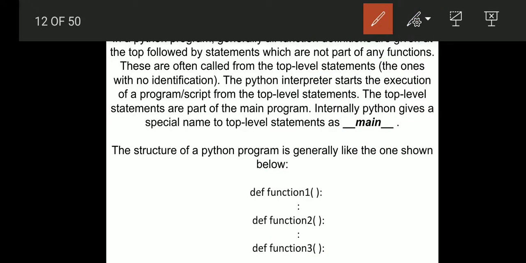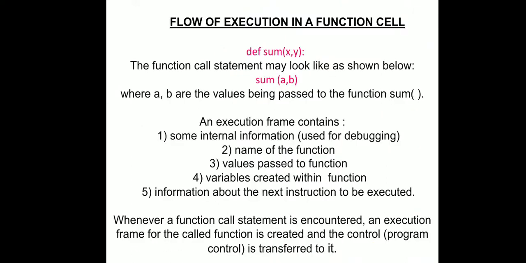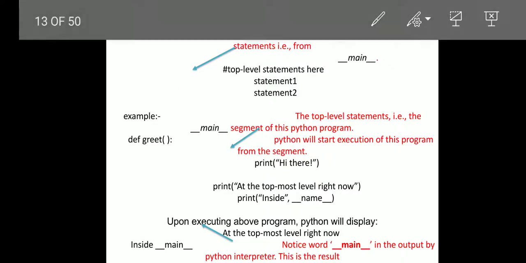So we have to call them top level statements. जब आप प्रोग्राम क्रिएट करते हो तो वो किस में होता है? टॉप लेवल स्टेटमेंट में होता है. Now you can see here is an example: top level statement, then statement 1, statement 2, and dollar underscore name underscore main is written here. Now we will go with the example of how to define that.